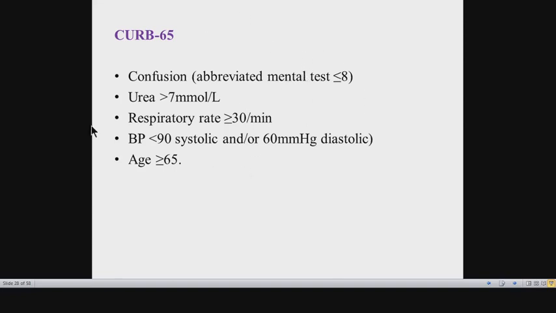And then you will calculate the total score of the patient, and according to that, you will classify the patient into either mild, moderate, or severe pneumonia. If you have a score of 0 to 1, it will be considered mild pneumonia. If you have a score of 2, it will be considered moderate pneumonia. If you have a score of 3 or more, it will be considered severe pneumonia. Severe pneumonia is associated with the highest mortality rates. Then we will see in the management how we can use this scoring system in the treatment of pneumonia.